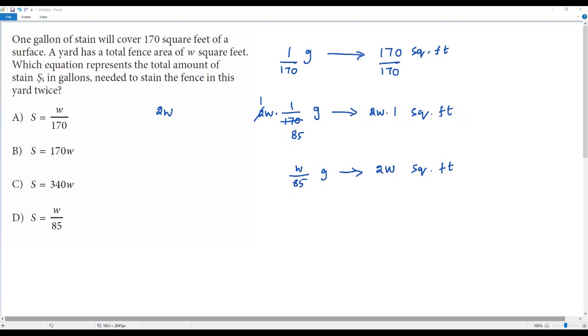But the question says S represents the number of gallons of stain required to stain this area. So this S and this one, both of them represent the same stuff, that is the number of gallons of stain required. We can equate them. Then we have S equals W over 85. We find this equation in answer choice D. The correct answer choice for this question is D.